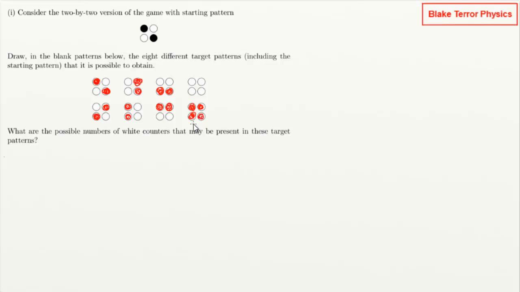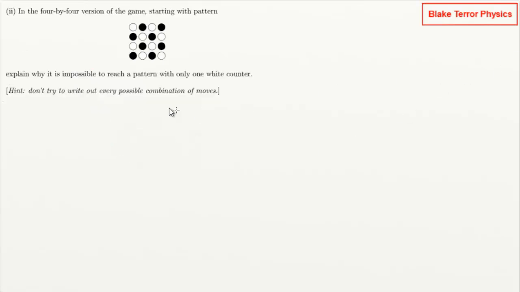What are the possible numbers of white counters that may be present in these target patterns? We've got 2, 2, 2, 2, 2, 2, 4, none. So 0, 2, 4. Part 2. In a 4x4 version of the game, starting with that pattern, explain why it's impossible to reach a pattern with only one white counter.